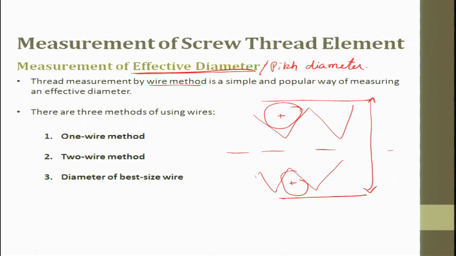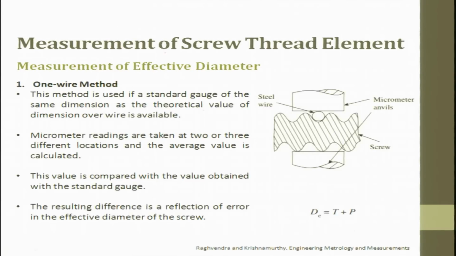So, there are 3 methods. One is called the one wire method, 2 is called the 2 wire method, and the third one is called the best size wire. Now, the next topic of discussion is going to be measurements of screw thread elements. So, here there are 3 types of methods: one wire, 2 wire, and the best size wire. The one wire method is used if a standard gauge of the same dimension as the theoretical value of the dimension over wire is available.